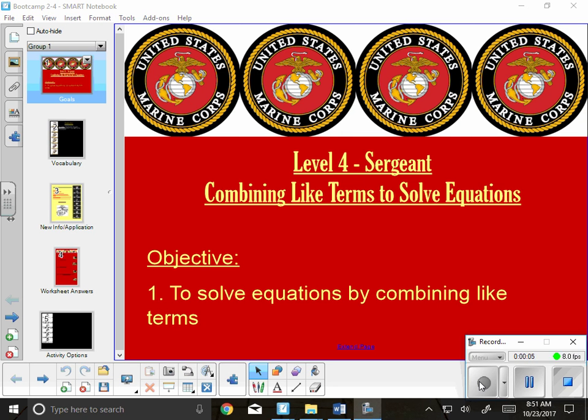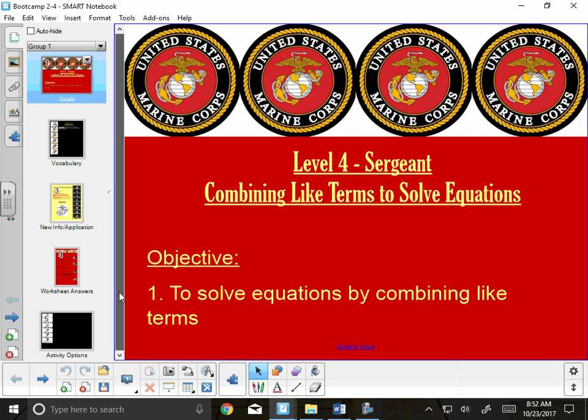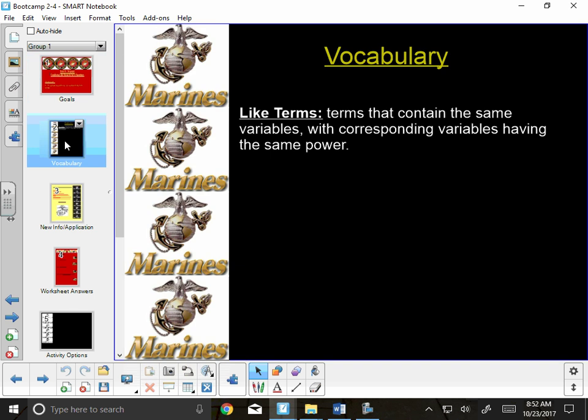In this level, we're going to be working with combining like terms to solve equations. Our objective, or goal, is to solve equations by combining like terms. I would suggest you write this down on your goal sheet so you don't have to go back and do it later on. As you can see, we have a vocabulary word here.